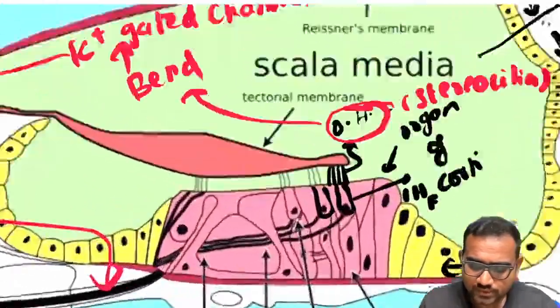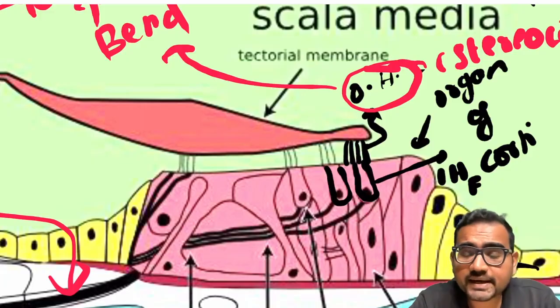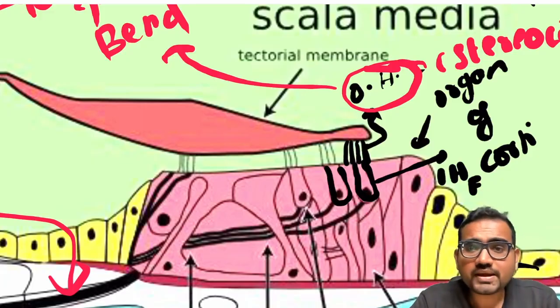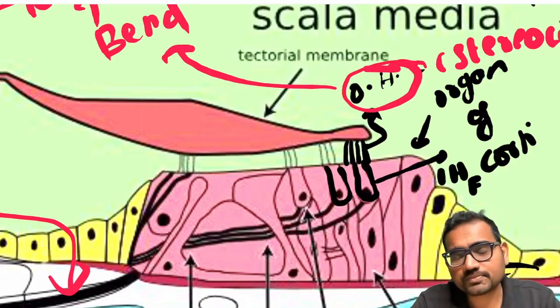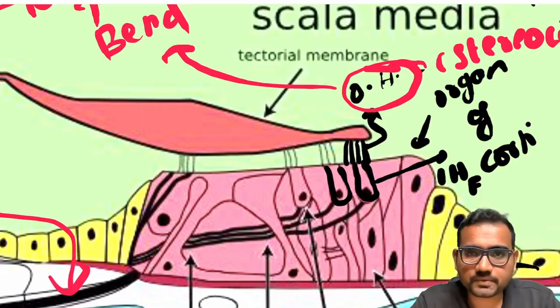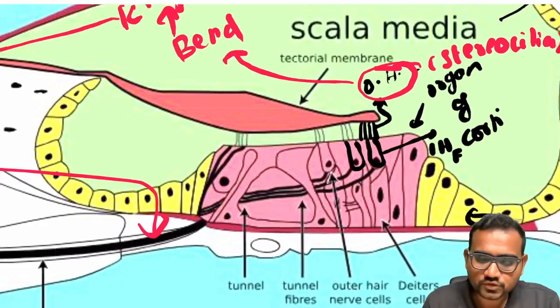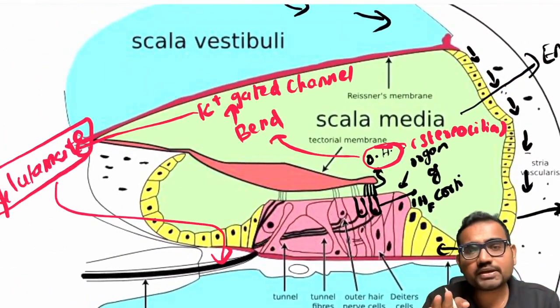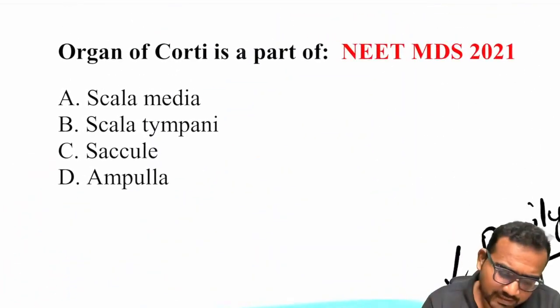Another important structure: the hair cells, as I told you, extend into another membrane, which is called the tectorial membrane. Any bending of the hair cells over the tectorial membrane is what causes the opening of the potassium gated channels. The organ of Corti is present between the tectorial membrane and the basilar membrane. So in general, it is present in the scala media. The organ of Corti is a part of the scala media.